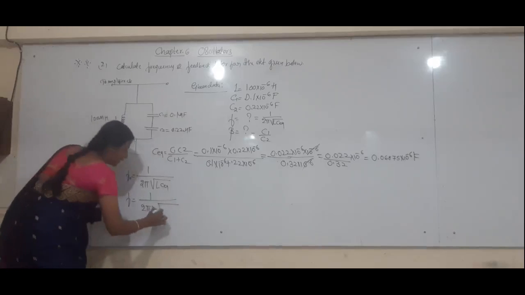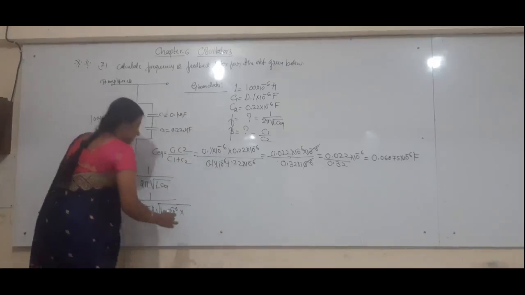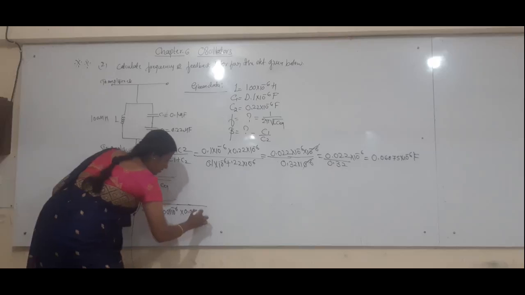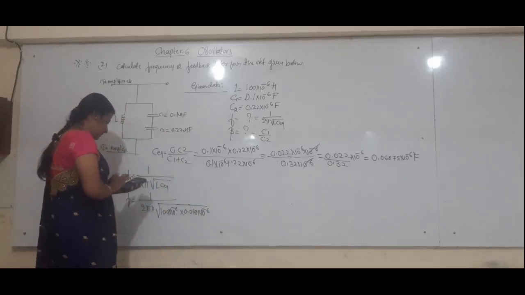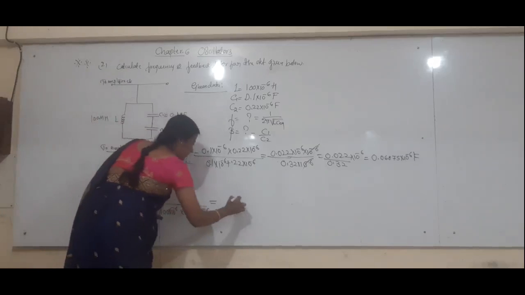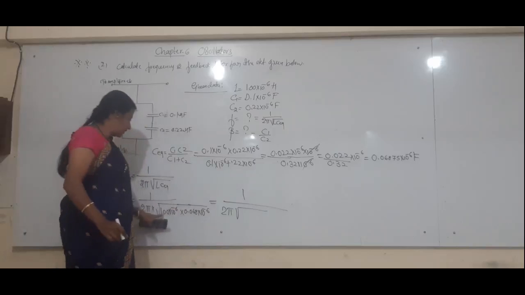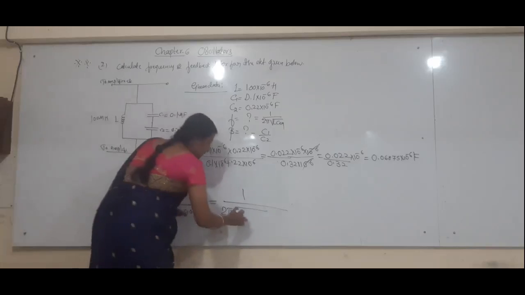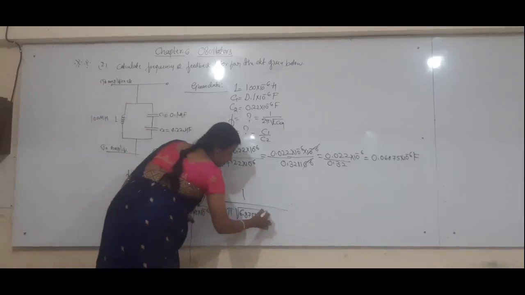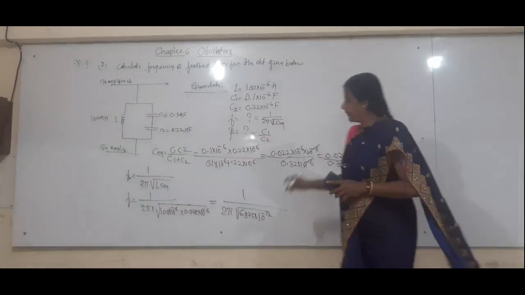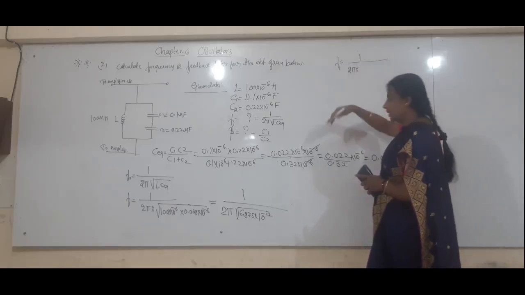So F is equal to 1 divided by 2 pi into root of L. L is how much? 100 microhenry. So 100 into 10 raised to minus 6 into, what we have just calculated, 0.06875 into 10 raised to minus 6. Now the multiplication of this with 100 is 6.875. Therefore the frequency of oscillation is 1 divided by 2 pi into root of 6.875 into 10 raised to minus 6 times 10 raised to minus 6, which gives 10 raised to minus 12.